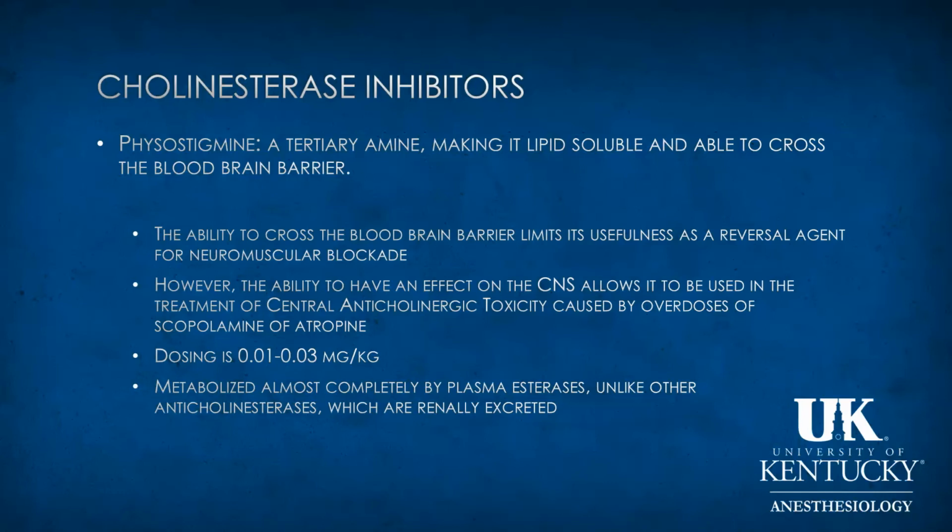Dosing is 0.01 to 0.03 milligrams per kilogram. Physostigmine is metabolized almost completely by plasma esterases, unlike other anticholinesterases, which are renally excreted.